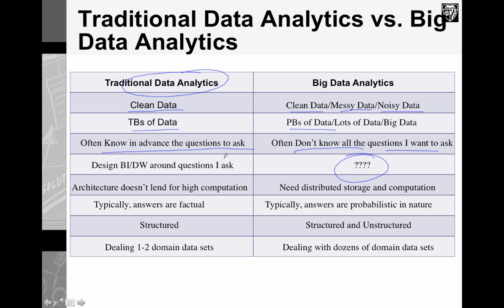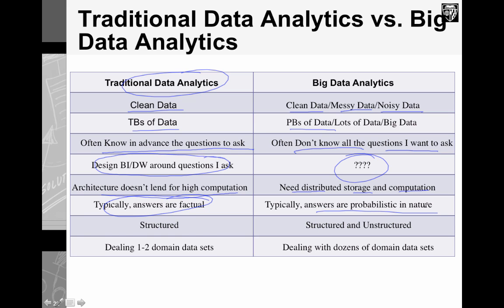In traditional data analytics, you design your BI, which is business intelligence, or database or data warehouse solutions around the questions that are being asked. In traditional data analytics, your architecture does not lend itself to high computation, whereas in big data analytics, you need distributed storage and computation. In traditional data analytics, the typical answers are factual. In big data analytics, typically the answers are probabilistic. What is the probability that this particular person is going to get into an accident?